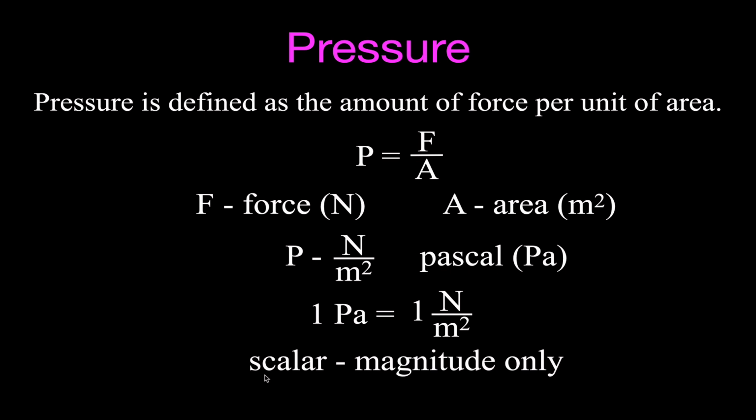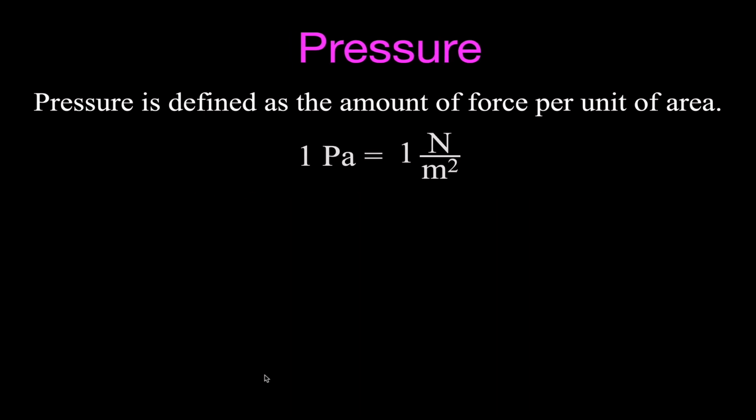And don't forget that pressure is a scalar, not a vector, so you only need to give its magnitude. It does not need a direction. Okay, so that's the basics. And then we often see other units that are used. There are other common units. The pascal is the SI unit for pressure in the metric system, and 1 pascal, we just said, is 1 newton per meter squared.